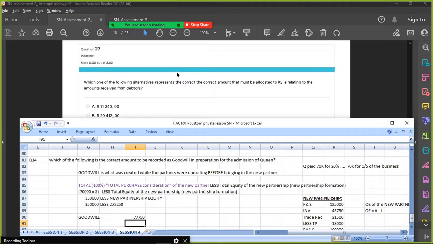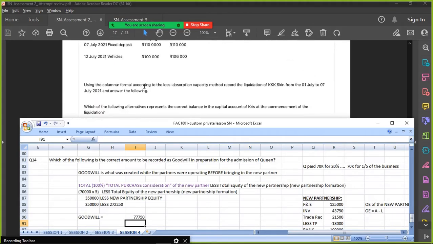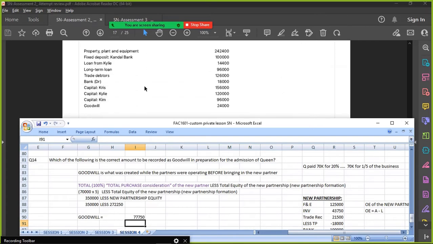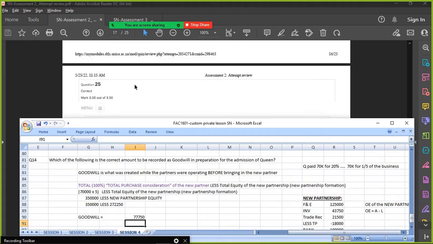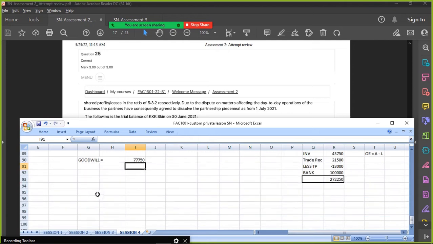Okay, yeah, 27. All right. What is this one looking at? Which of the following alternatives represents the correct amount that must be allocated to Kylie relating to the amount received from debtors? Okay, interesting. Let's go see what we've got here. What is this? Looks like a partnership. No, looks like a CC kind of maybe, liquidation or something. I see it's cut off there again. Okay. Question 25.